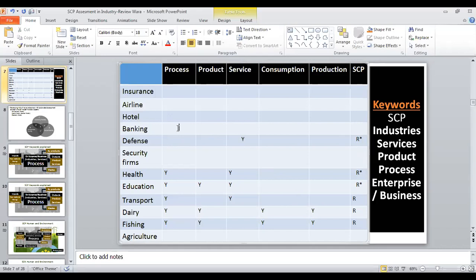Banking systems, defense: no processes. Security firms: processes are there, of course, services. You are receiving the services, so I won't say it's consumption, but there are some products, not a production, but there is a process of service, and there can be sustainability aspects. Banking, we would say processes are there.